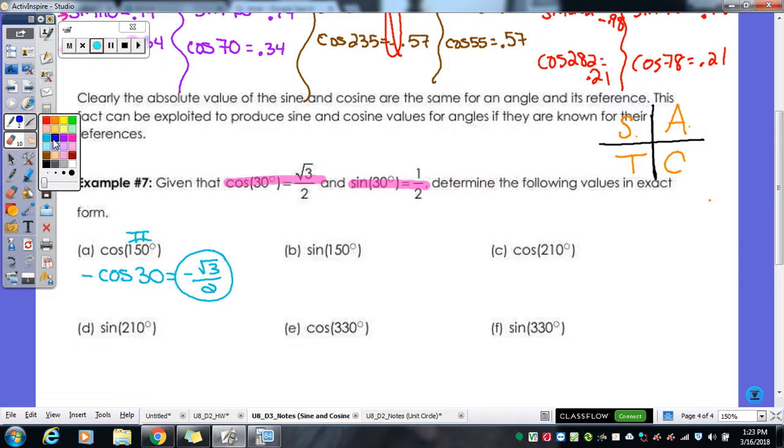So for the next one, B, sine, is it positive or negative in quadrant 2? Positive, because you got the S over there in quadrant 2, meaning sine's the one that's positive there. So sine 150 is the same as the sine of 30 because 30 is the reference angle for 150. So what is the sine of 30? 1/2.